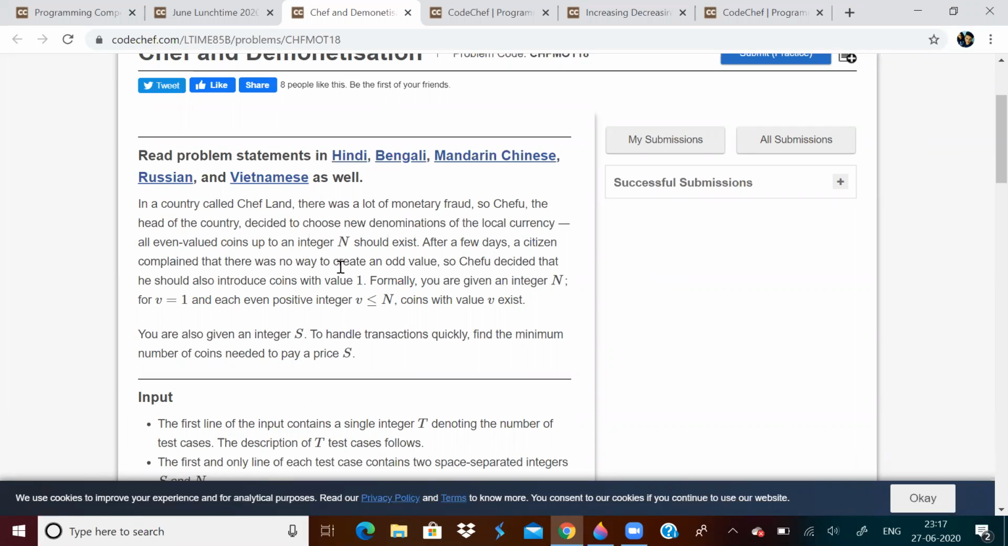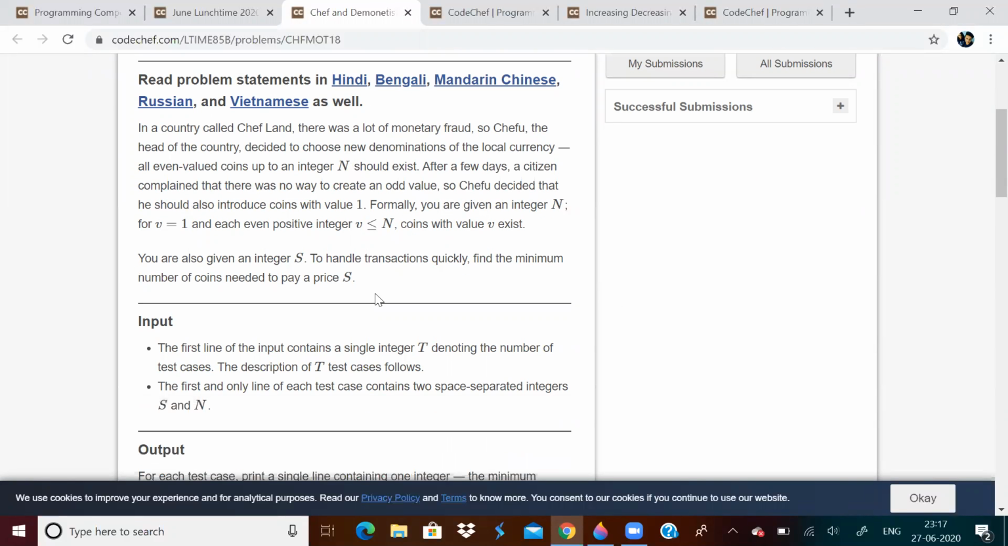is always even. We have to form a number s, that is, we have to find some set of numbers which add up to s, and to do that we have an additional value v equal to 1. So basically we have one coin which has a value 1 and all even valued coins up to n. So that many coins we have. We are given an integer s, we have to find the minimum number of coins needed to pay s. So basically the minimum number of integers which add up to s. That will be our answer.